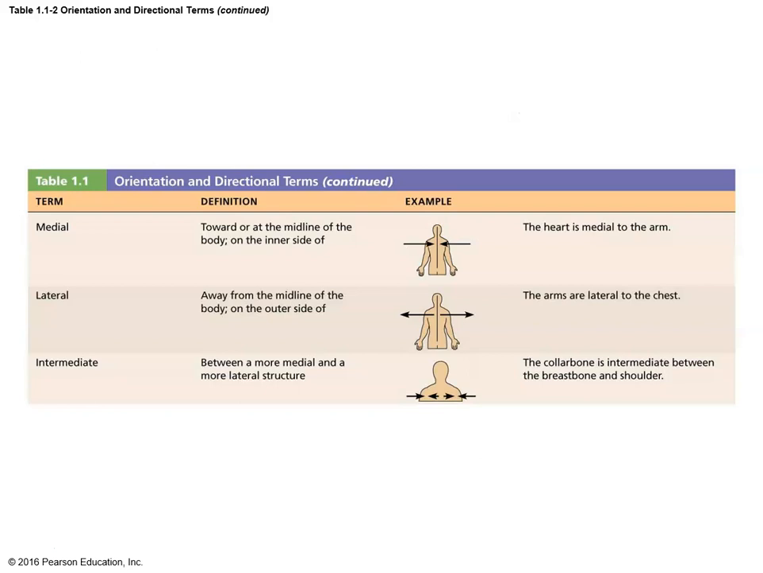We can look at medial and lateral. Medial means towards the middle of. Lateral means more towards the outside edge. So the heart is medial to the arm. It's more towards the middle than is the arm. That would mean the arms are lateral to the heart. We could talk about the sternum being medial to the ribs. The ribs would then be lateral to the sternum.